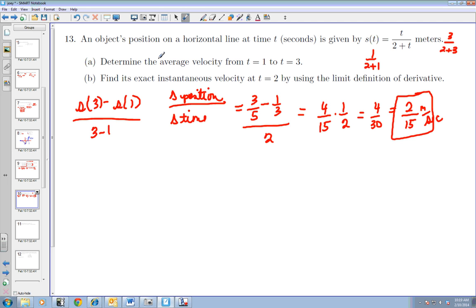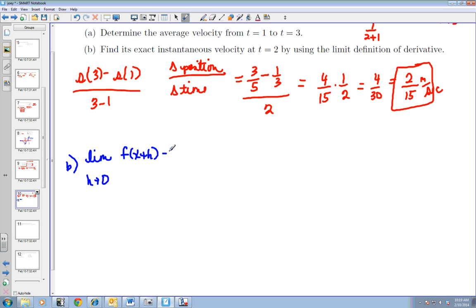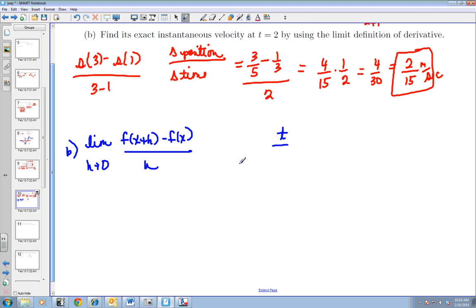All right, part B is find its exact instantaneous velocity at t equals 2 by using the limit definition of a derivative. Okay, probably not going to like this. The definition of a derivative, this should look familiar, I'm hoping. f of x plus h minus f of x all over h. Okay, and this is the equation they were working with: t over 2 plus t.